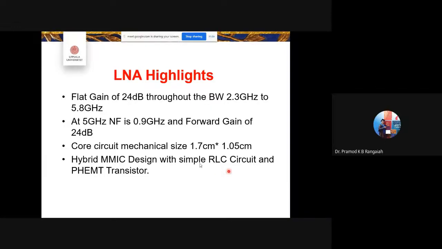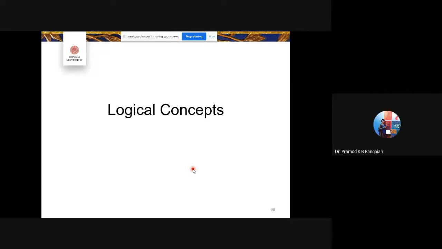And we have used the hybrid MIC technique and simple LC circuits, and we have used an FET transistor. Using simple elements, this design has been achieved. Except for the S11 parameters at the initial lower frequency, this design was almost complete in the simulation.